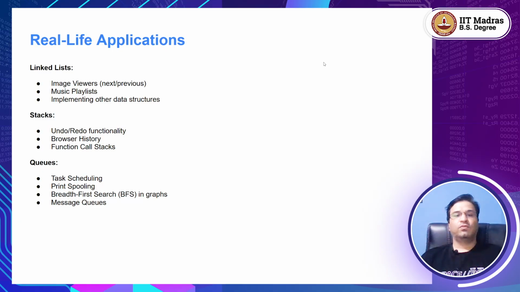Function call stack. When a program executes, functions are pushed onto a call stack. When a function returns, it's popped off. This is how the computer keeps track of where to return to after a function completes.